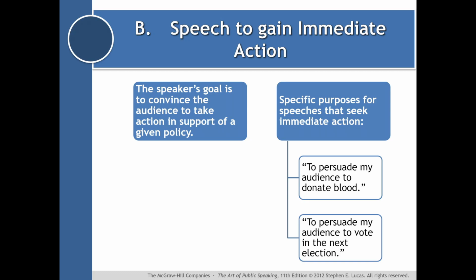Or maybe after they listen, you give your own policy and you want them to do something. For example, why people should recycle more. So the action here is that you want them to recycle more. Some specific purposes for speeches that seek immediate action are to persuade my audience to donate blood. So you are trying to get them to do it. Second one, to persuade my audience to vote in the next election. So you are asking them to put into action what they have listened to.